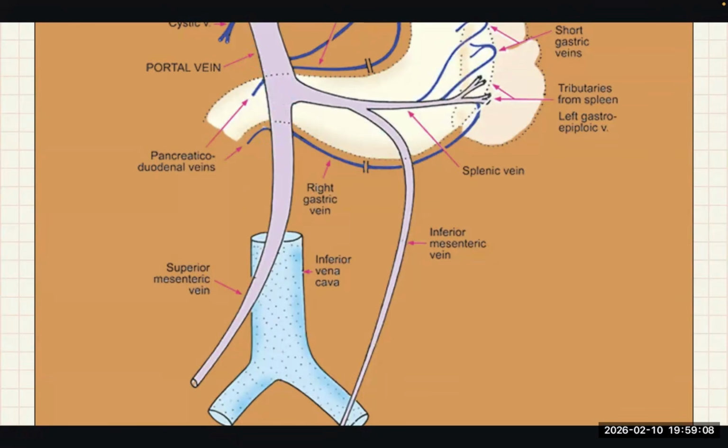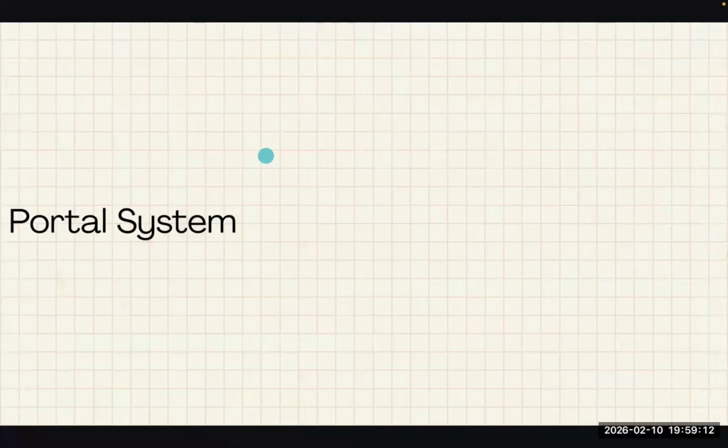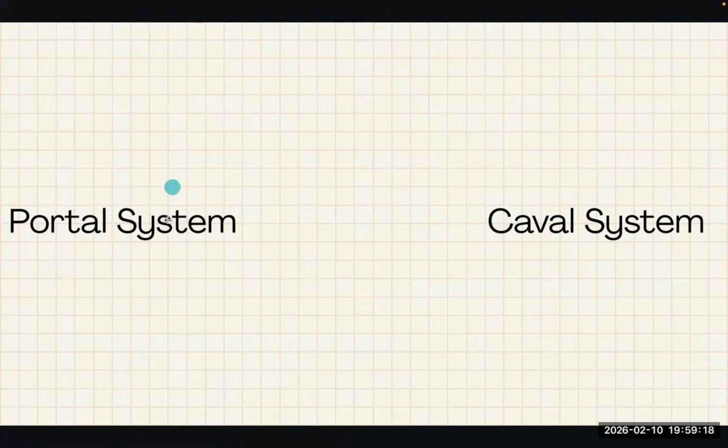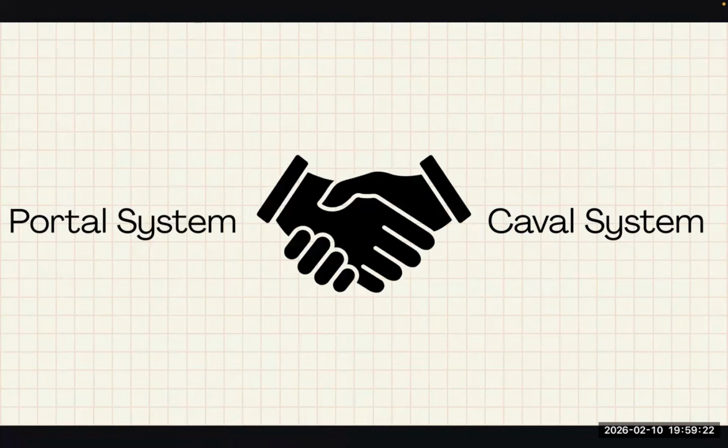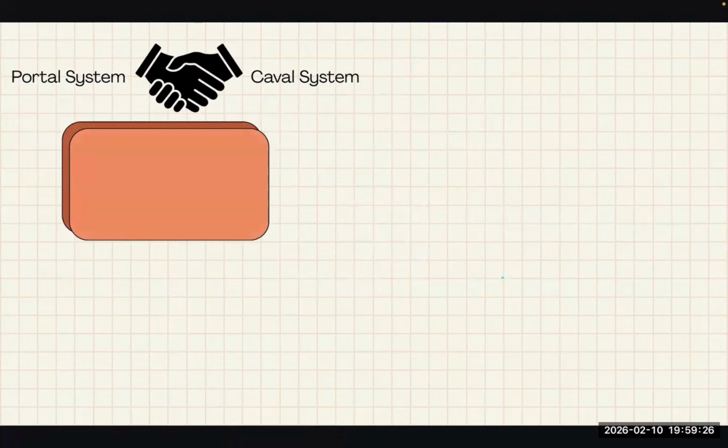Okay? Now, do you guys think that the portal vein works together with the caval system? The portal system works hand in hand with the caval? I personally think yes. Okay? And we have proof of that. We have a whole lot of junctions that show that. The first one being the gastroesophageal junction. What is that? That's the junction between the gastric part or the stomach and the esophagus.